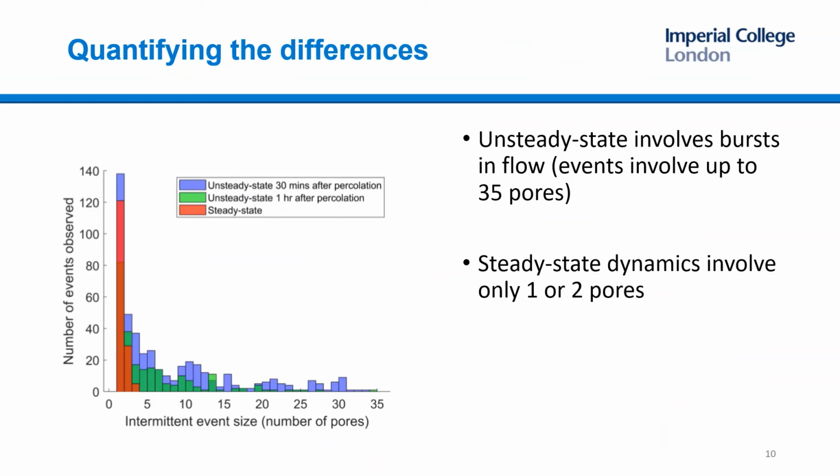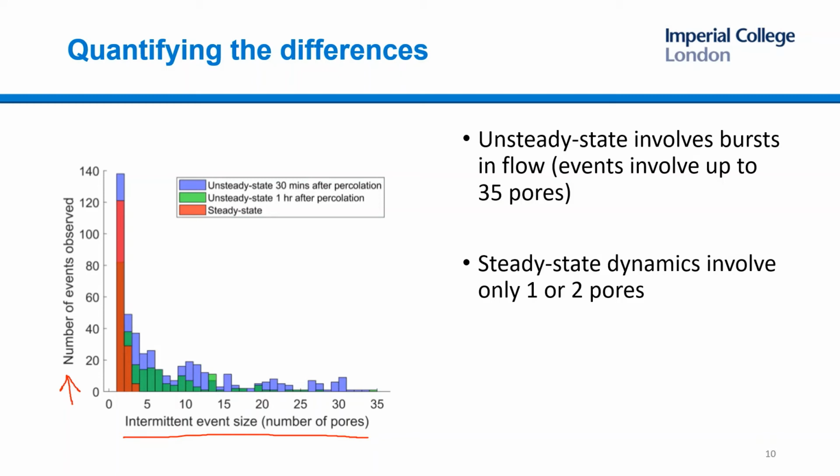So now we have observed the differences between the transient stage and the steady state stage of the fluid flow. What we want to be able to do is quantify these differences, and this is shown on the graph on the left-hand side. On the x-axis, we have the intermittent event size, which is quantified by the number of pores involved in the intermittent event. And on the y-axis, we have the number of events observed, and this is for a 30-minute imaging window.